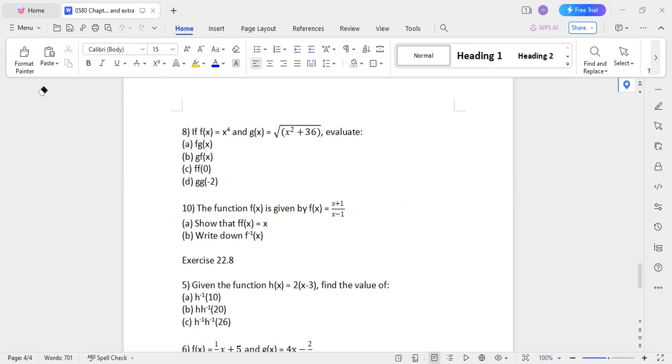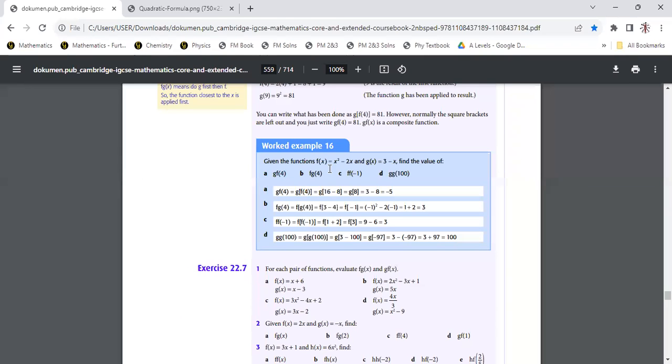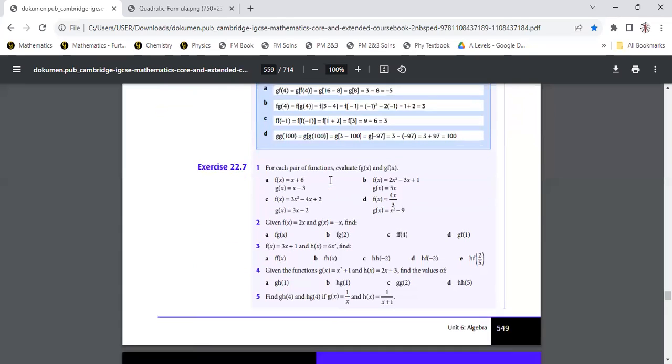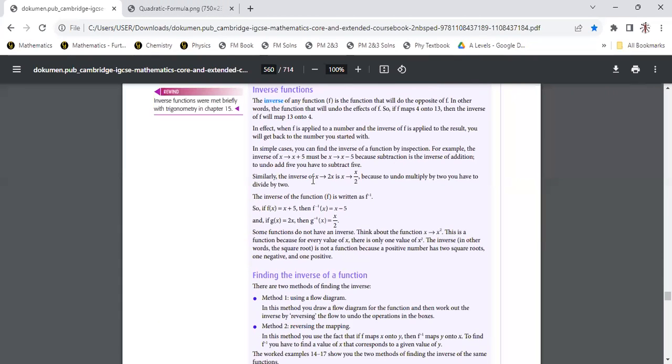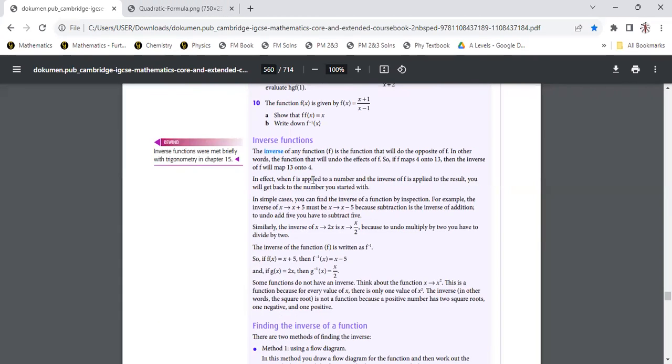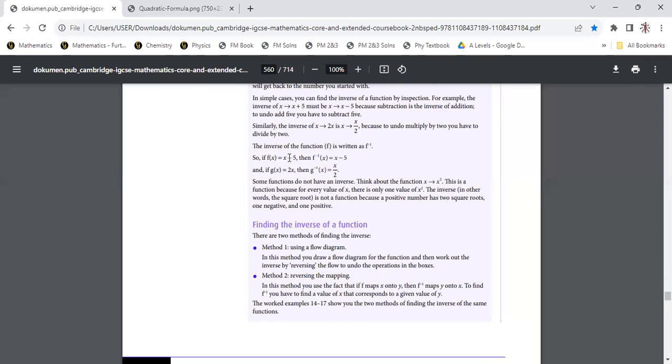Now, before this meeting ends, let's just go over the final part, which is inverse functions. So we have the function. Now, we want to reverse the function. Sometimes for easy equations, it works. Let's do an example. Let's say your function is f of x equals x plus 5.